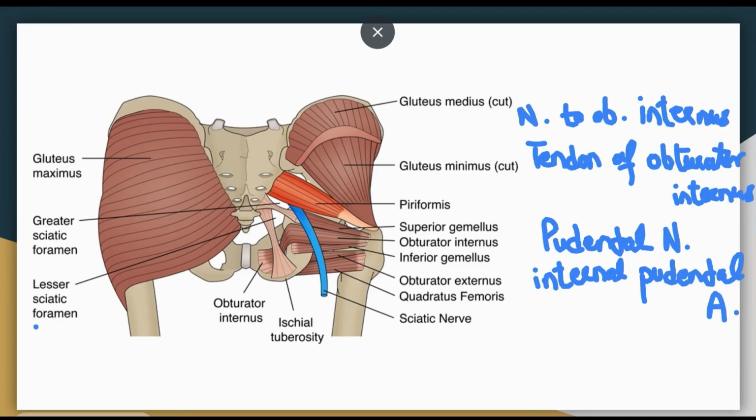The structures passing through the lesser sciatic foramen include the tendon of the obturator internus and the nerve to the obturator internus, and the pudendal nerve and the internal pudendal artery and vein. So these two structures are part of the greater as well as the lesser sciatic foramen.